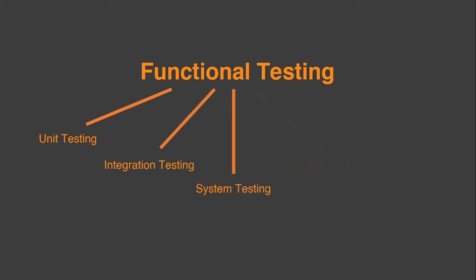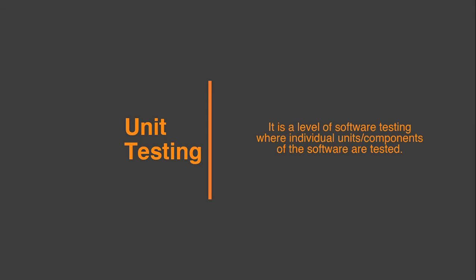Let's take a look at some types of functional testing. They are namely unit testing, integration testing, system testing, interface testing, and regression testing. Let's start with the unit testing. It is a level of software testing where individual units or components of the software are tested. The main purpose is to validate that each unit of the software performs as designed.